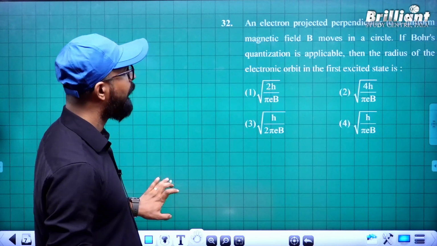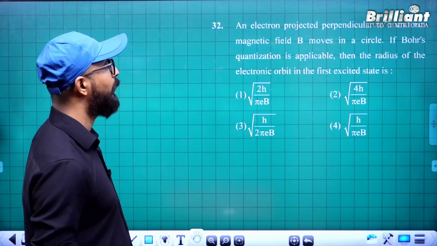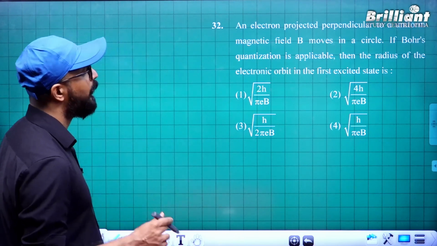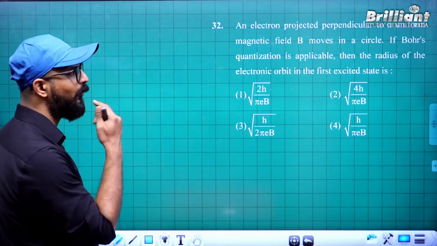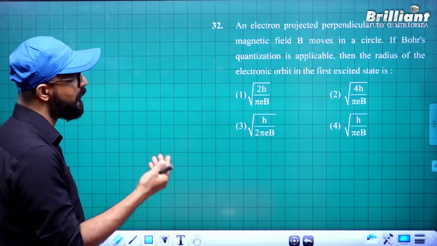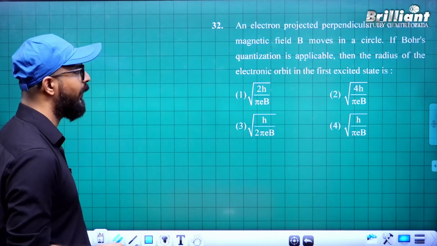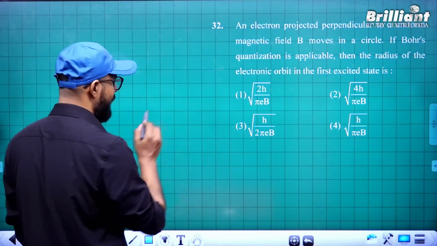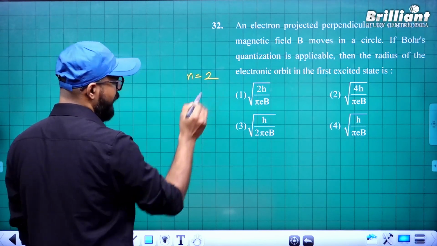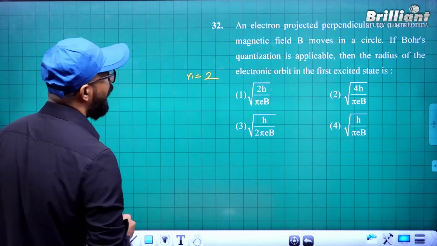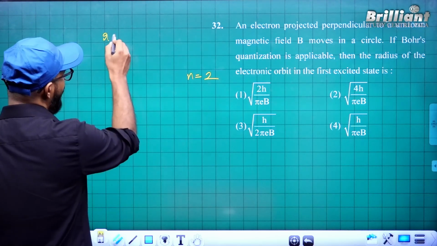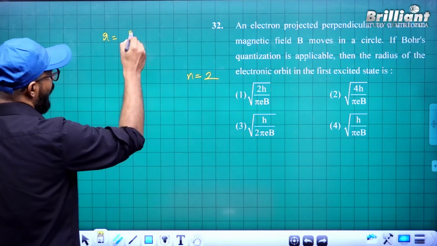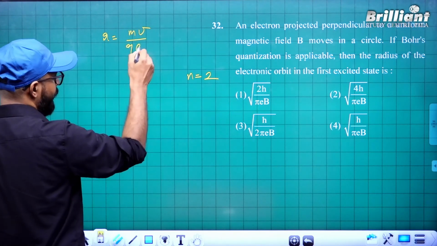Next one. An electron projected perpendicular to a uniform magnetic field B moves in a circle. If Bohr's quantization is applicable, then the radius of the electron orbit in the first excited state. What do you mean by first excited state? First excited state means n equal to 2. And the radius, if it is moving in a circle, is going to be r is equal to mv divided by qB.